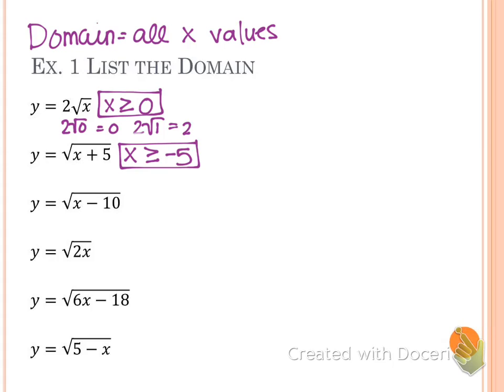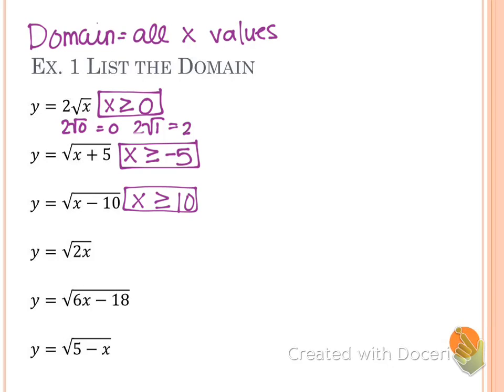But think about it. If I were to plug in the square root of, let's say, negative 6 plus 5, what would I get? Negative 1. Can I have that? No. So I know as long as x is greater than or equal to negative 5, then I know exactly what I can plug in for x. Okay, so let's look at this next one. What do I have to subtract with 10 in order to get 0? 10. So as long as x is greater than or equal to 10, I'll never have a negative number underneath the radical.